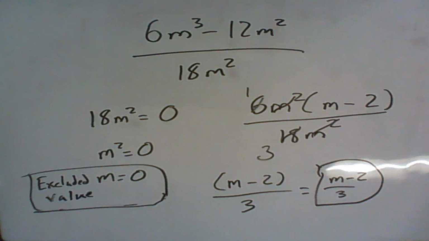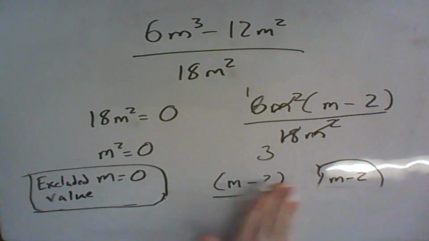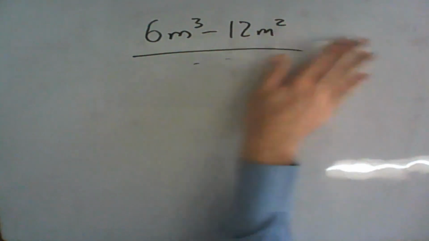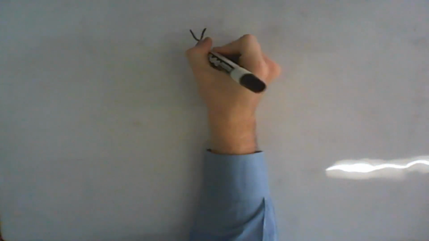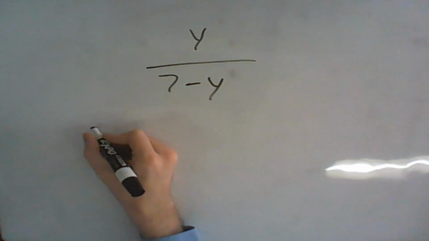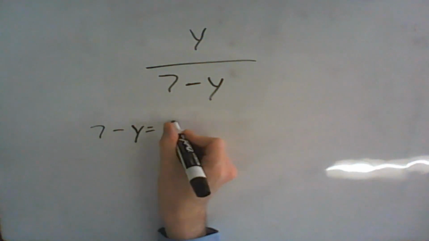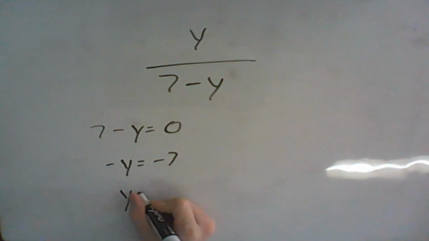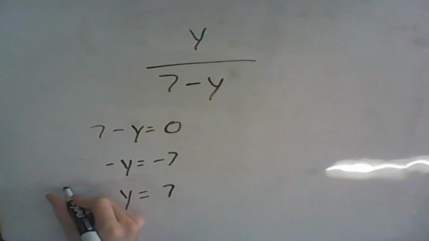Okay. Last one. What about if we try to simplify and we can't do anything? So this one we could simplify something. But there are cases where we can't simplify anything. And all we do in those cases is state the excluded value. So we have y over 7 minus y. Okay? So we check our 7 minus y equals 0. So negative y equals negative 7. Y equals 7. That's our excluded value.